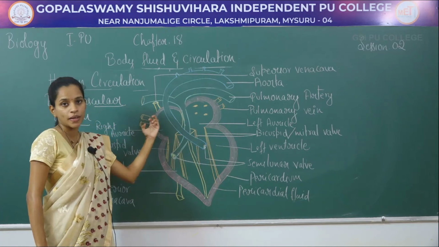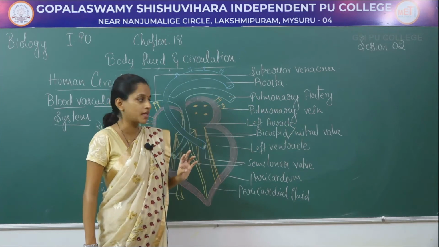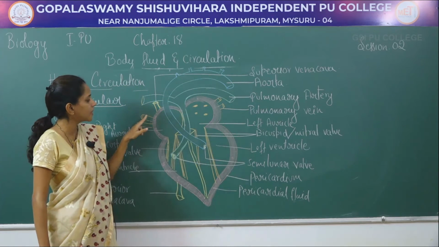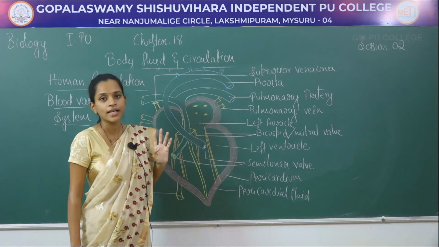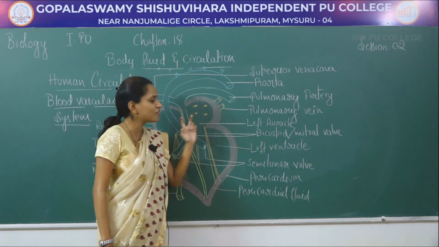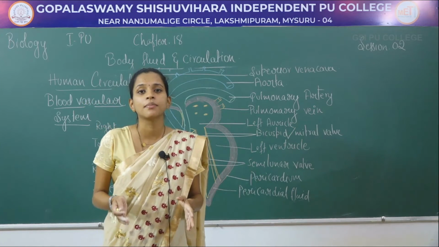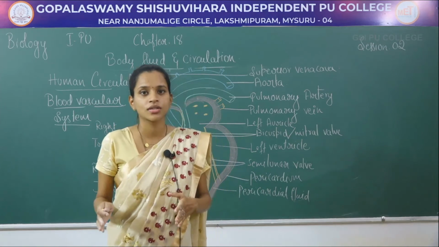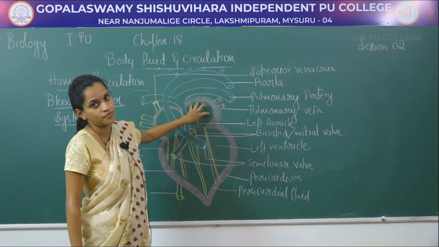Right lung in the 2 pulmonary veins barutte. Left lung in the 2 pulmonary veins barutte. Even though I have written the pulmonary veins here, they open up only in the left auricle region. So, now in the left auricle, through the pulmonary veins, deoxygenated blood which was converted into oxygenated in the lungs is brought into the left auricle.